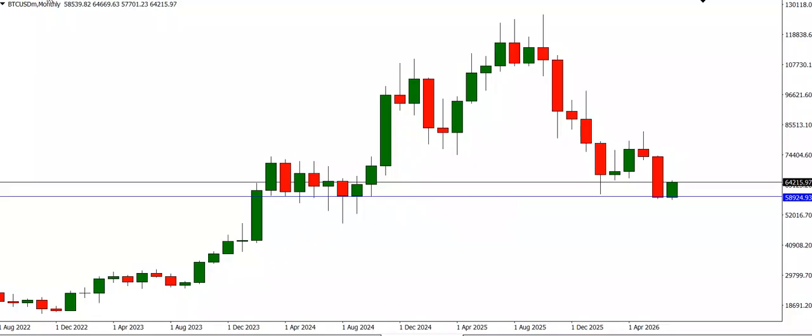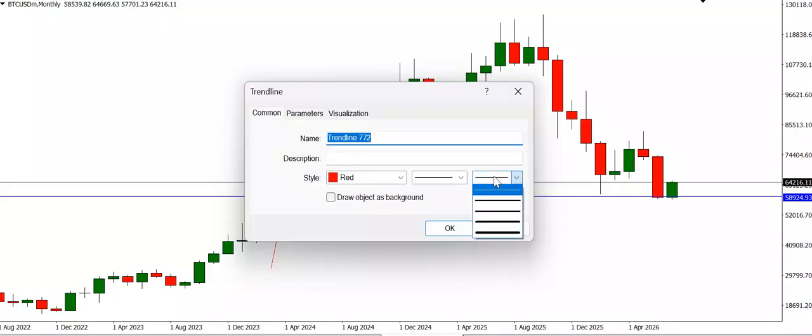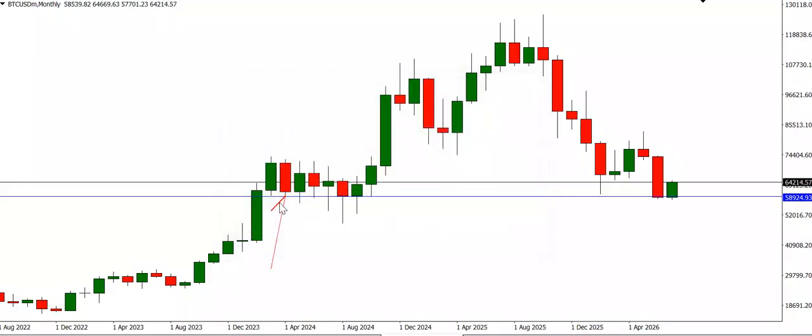Talking about this point, price tested the point here. I'm talking about the 58924.93 level. Tested here, got tested here. Just to highlight what I'm talking about, and it got tested around here.